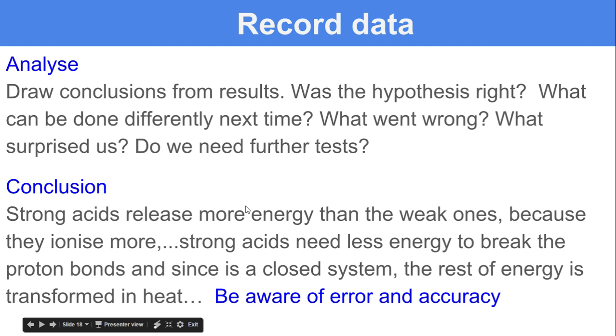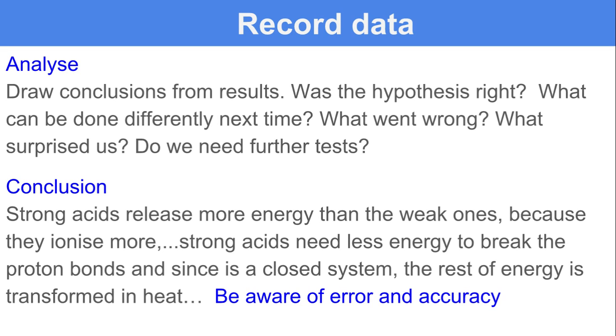And after we record all the data, we analyze and draw conclusions from results. Some of the things that we do: we look for patterns, and we answer the questions: was the hypothesis right? And we see what can be done differently next time. Register things that went wrong. Right? If something surprised us, write down what surprised us. And give your opinion if you need further tests to prove that. And we write the conclusion.